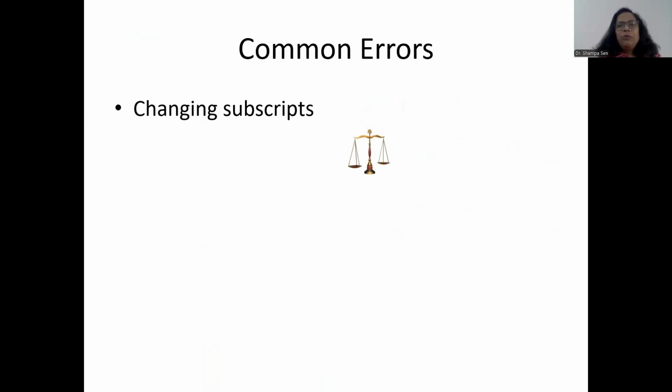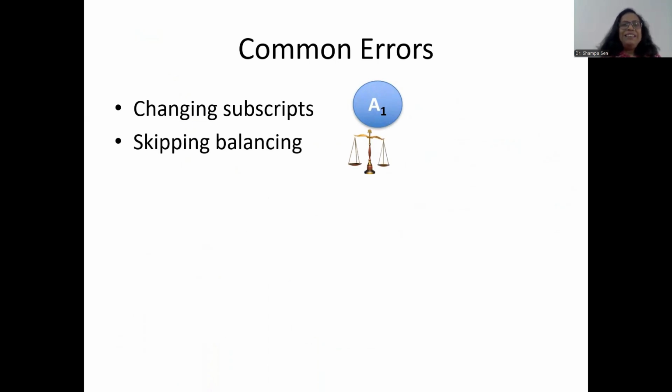Then, what are the common errors we make? While balancing, if you change subscript, that's really bad. Then, skipping balancing, we should not do it. Law of conservation of mass is to be followed when we are writing that, right?